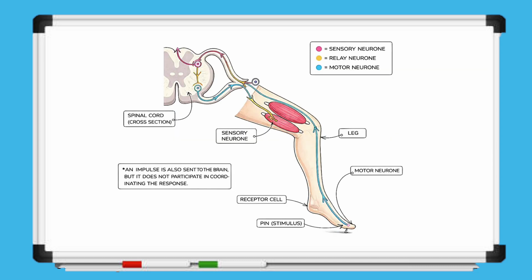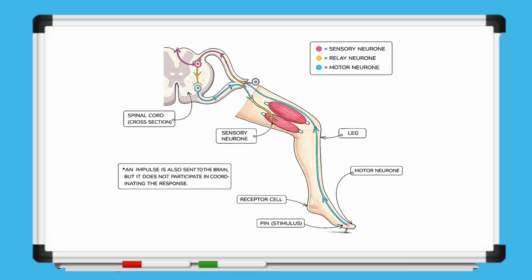Now again, just another example. This diagram shows a reflex arc, which is a very fast and automatic response to a stimulus. In this example, the stimulus is a pinprick on the leg. The moment the pin touches the skin, receptor cells in the leg detect the stimulus and generate an electrical impulse. This impulse travels along a sensory neuron toward the spinal cord, which is part of the central nervous system.